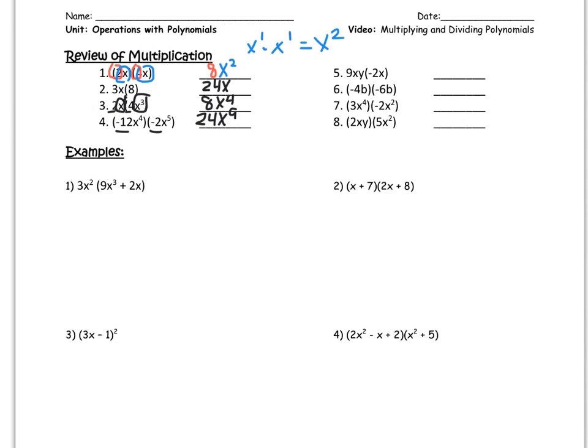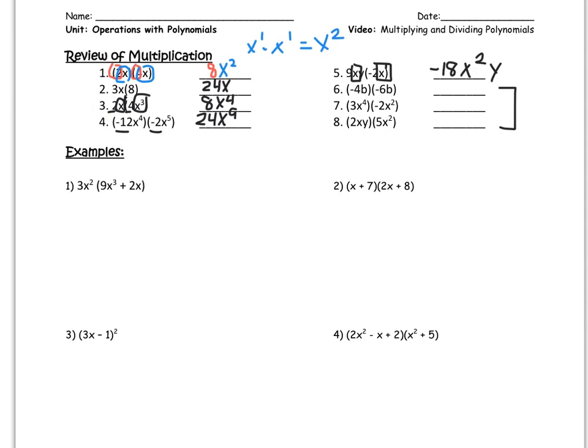All right. Now the same thing is going to work with number 5. Even though I have x and y here and x here, I can still multiply them. You simply multiply the 9 and the negative 2, which gives me negative 18. Now I have an x here and an x here. They both have powers of 1, so we keep the base, add the powers, and then you just tack on that y, and the answer becomes negative 18x squared y.